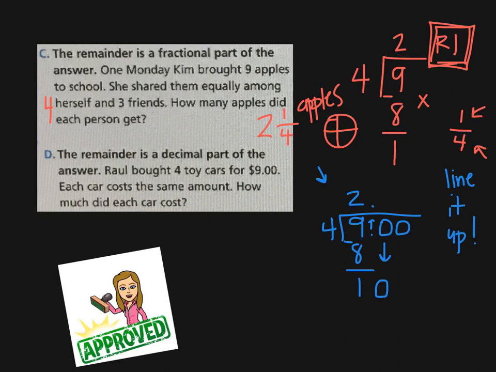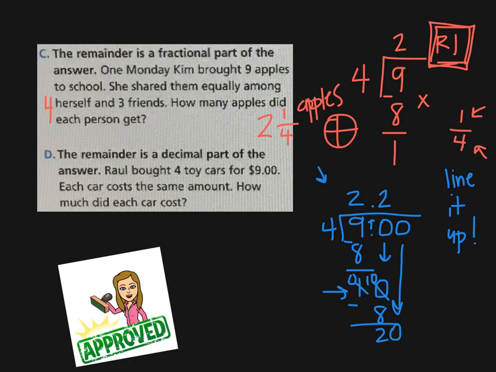Does 4 go into 10? Why, yes, it does. It goes in 2 times. 4 times 2 is 8. 10 minus 8, technically showing you the borrowing there, is 2. Bring down that next 0. Ooh, this works out perfectly.